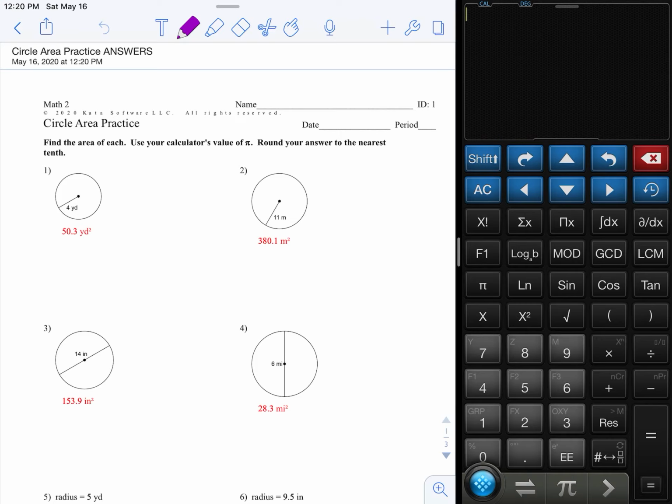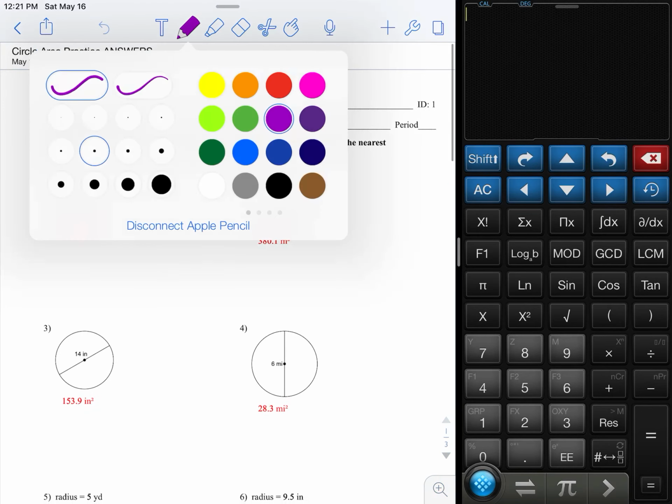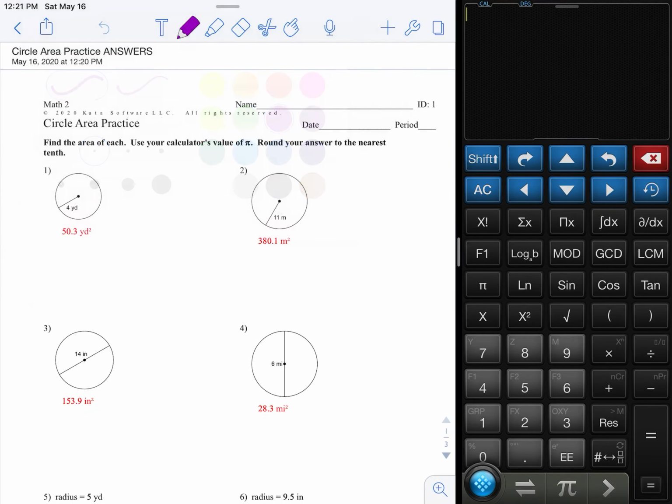Uh-oh, my kids messed up my pen. Is this not gonna work? All right, area. I'm gonna have to do this with my finger. My kids messed up my pen.